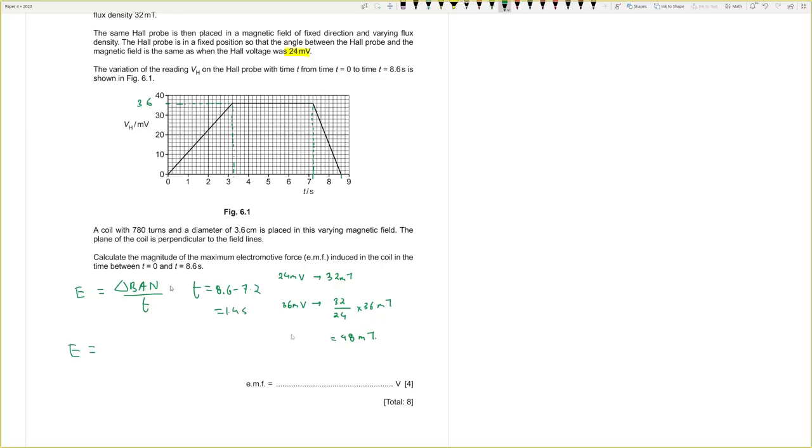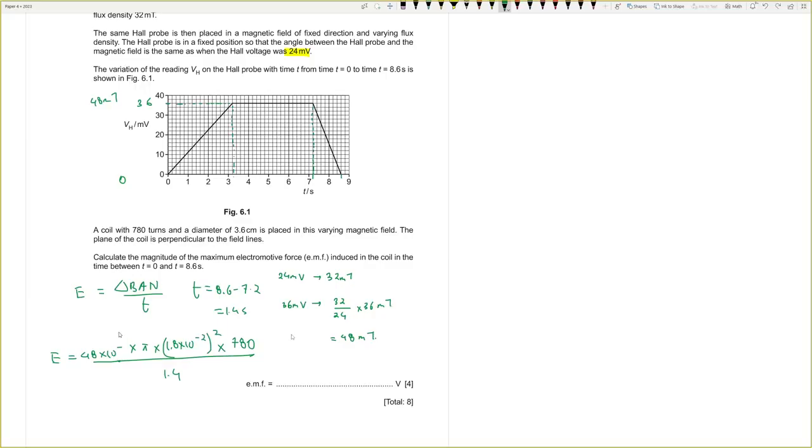So E is equal to delta B times A times N over delta t. What's the change in B? It went from 48 millitesla to 0. So 48 millitesla times the area of the coil. The diameter is 3.6 centimeters, so the radius is 1.8 centimeters. So pi times 1.8 times 10 to the power minus 2, whole squared, pi r squared, times N, 780 turns, divided by the time taken, which is 1.4. Also, since it's 48 millitesla, we multiply 48 by 10 to the power minus 3.